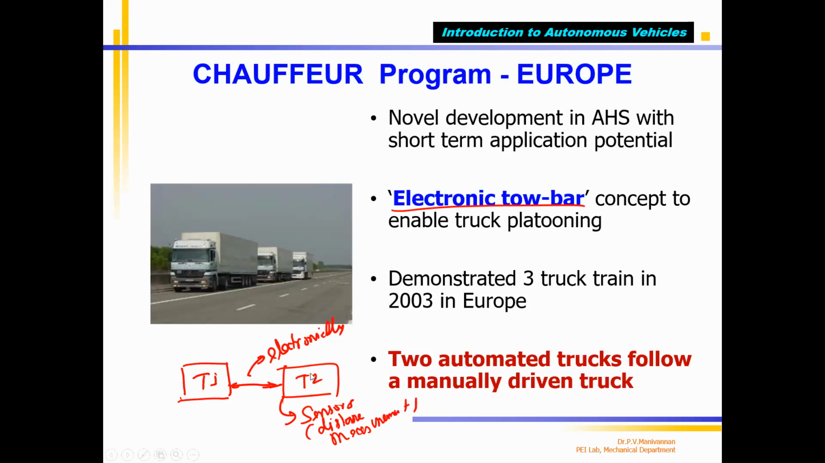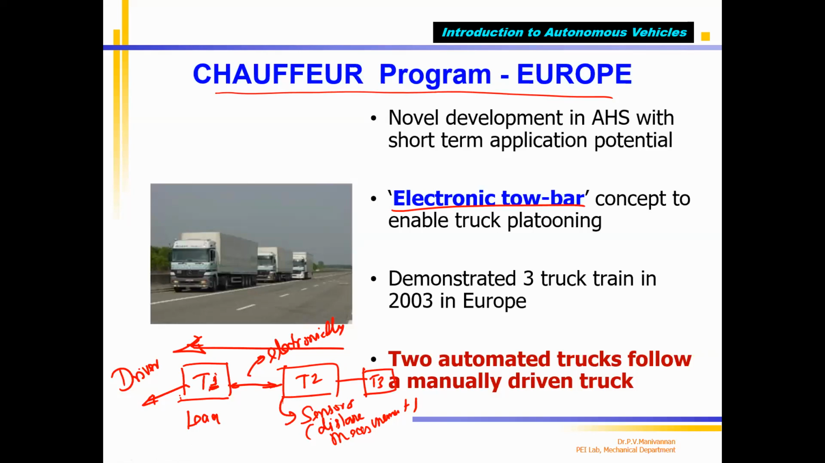Here T1 is the lead vehicle. All vehicles are moving in this direction, correct? Right to left. So here you have a driver. Driver is driving. Maybe it can be assisted by ADAS, all those things. He is driving, correct? It can be autonomous, but in the present case, the lead vehicle of the electronic tow bar has a driver who is driving. But the trailing vehicle, T2, and here you have shown another vehicle, T3 also.